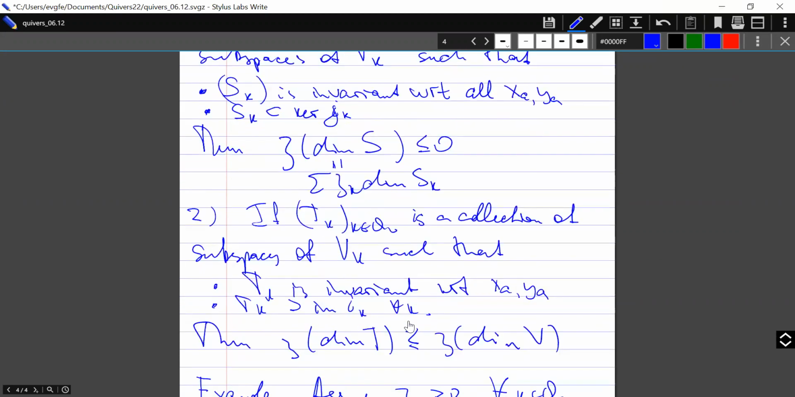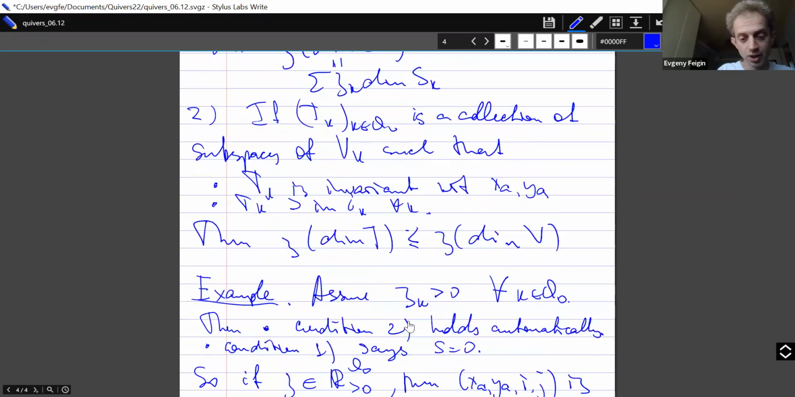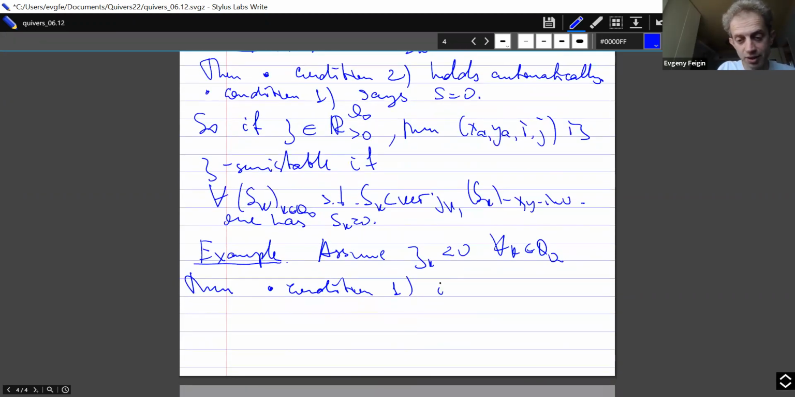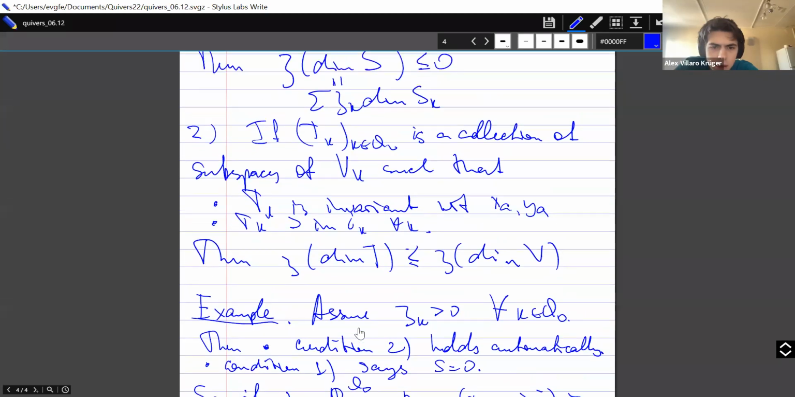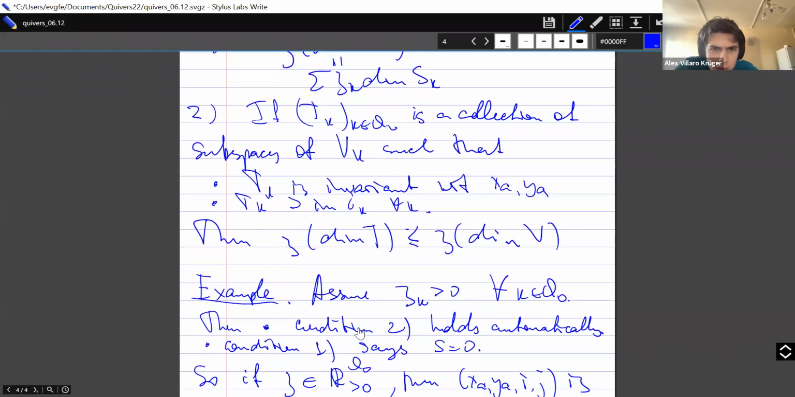Right? Absolutely. So then condition 1 is just empty, right? It does not say anything. And what does condition 2 say? That it's irreducible. What is irreducible? I mean, it's simple. There can be no proper subspace.